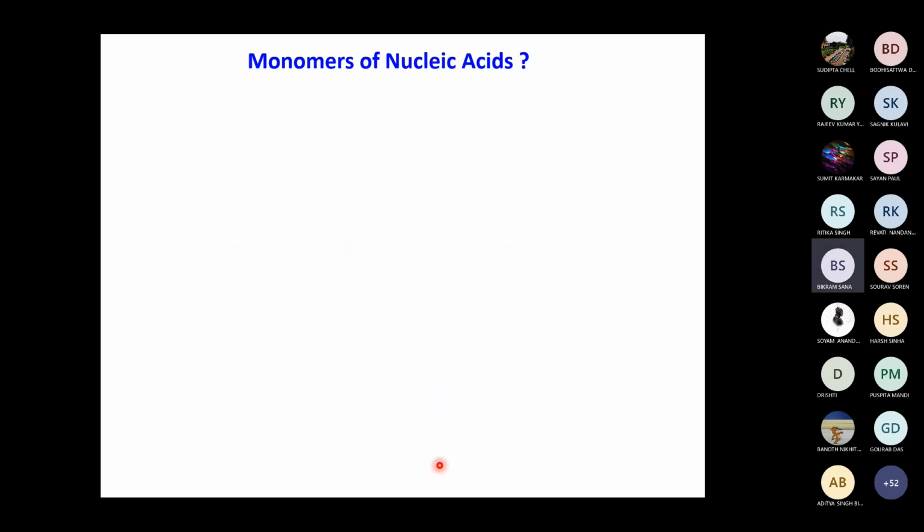Okay. Now coming to the monomers of nucleic acid. Sorry? This part will be not coming in the CA1. No, this is not coming. Okay. Whatever I had taught in that last class till protein, that is there.